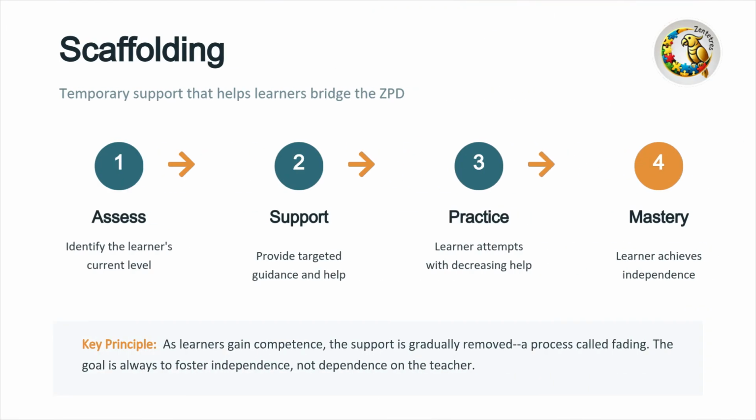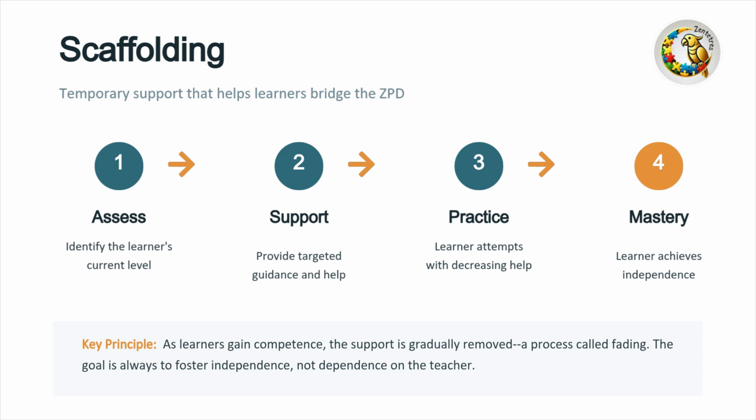Scaffolding is the practical application of Vygotsky's ZPD theory. It refers to the temporary support that a more knowledgeable person provides to help a learner accomplish tasks within their ZPD. The process follows 4 stages. First, the teacher assesses where the learner currently is, what they can do, and where they struggle. Second, targeted support is provided through demonstrations, prompts, hints, or direct instruction.